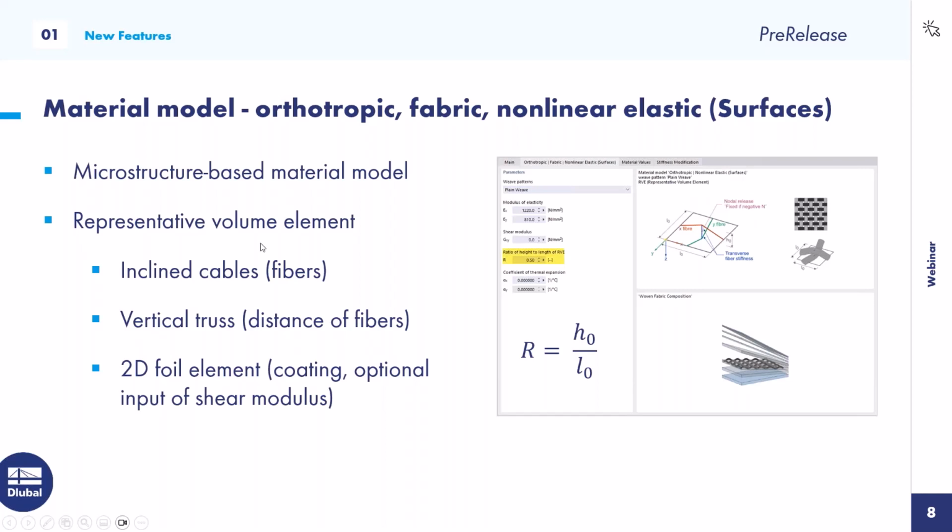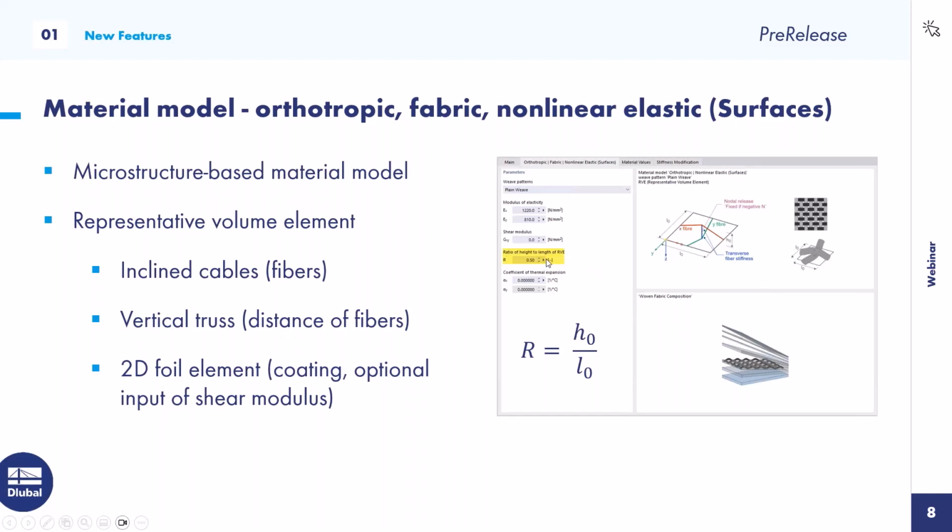And this is modeled with inclined cables for the fibers, due to the production, like it is woven. And we have some vertical truss between those fibers. And if you also want to apply a 2D foil element as a coating, you will have the option to enter a shear modulus, like you can maybe see in the sketch. The sketches will be improved, of course, but it should be possible to introduce you to the model system.